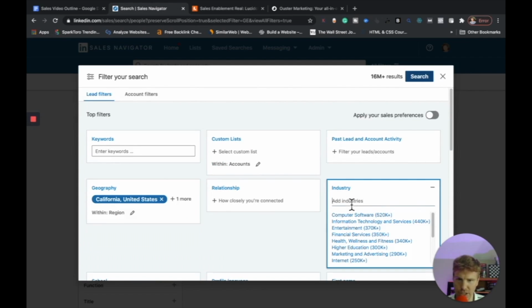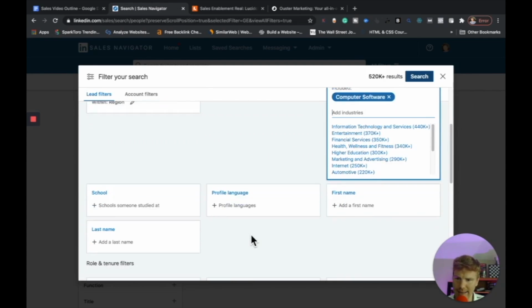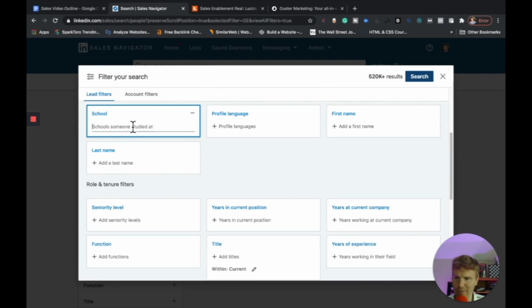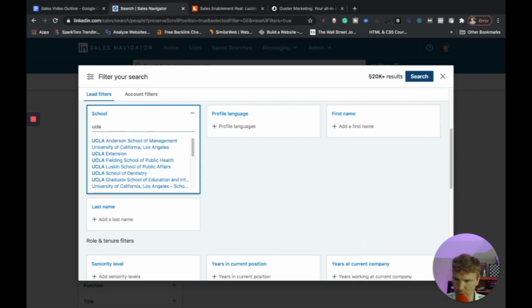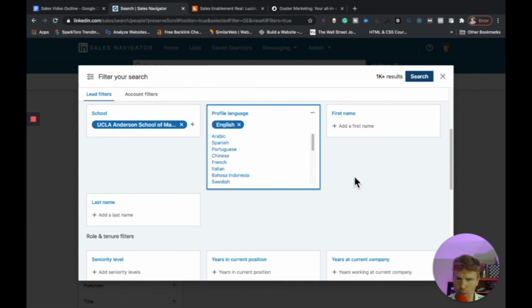Okay, let's look at industries. We said software, so let's pick computer software. Let's take a look at what schools they went to. Let's say for whatever reason, you know that a lot of the decision makers in your industry come out of UCLA, because we're sticking with the California theme. So we have the University of California, Los Angeles here. Let's say you want to go after the School of Management because a lot of these decision makers will come out of the School of Management. Profile languages, for us, obviously, we'd want it to be English.